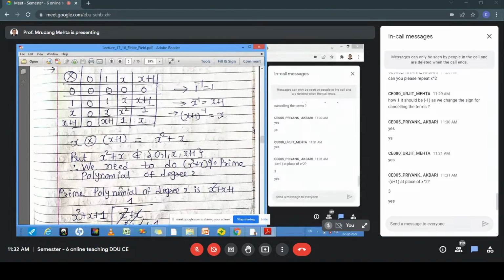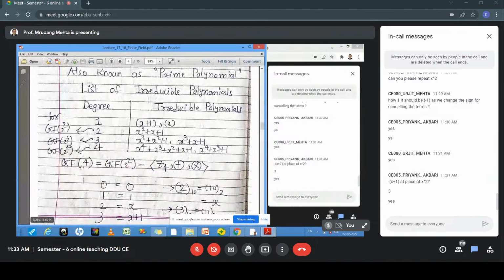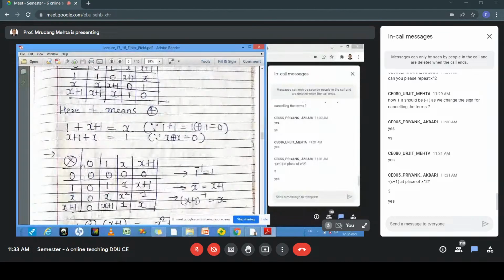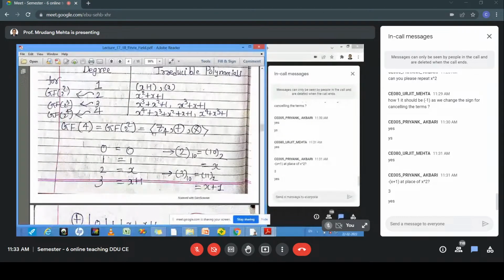This is exactly the same thing, but instead of an integer, we have a polynomial. So x plus 1 is x plus 1, but x square is also congruent to x plus 1. In Z, which Z have we taken? Z4. So in Z4, x square is x plus 1. Both are the same because it is Z4. Clear?